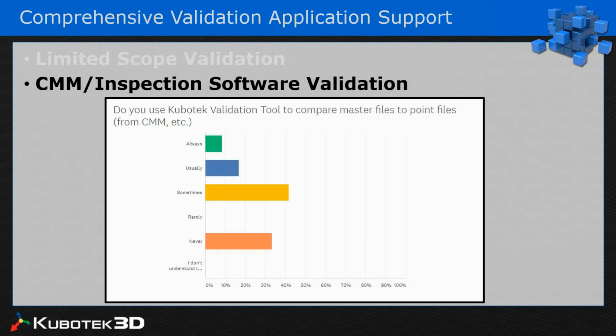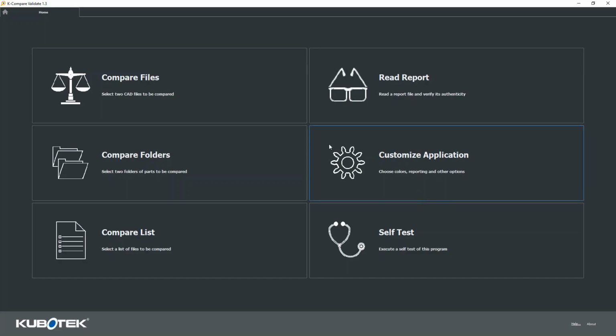Let me show you what that looks like. Or actually, sorry, we did do survey data on this one, and at least 65% of our customers do this at some point. So we know it's an important tool to our customers. That's why we put it back in K-compare validate and made sure that it was robust and worked well. So let me show you how that works in K-compare validate.